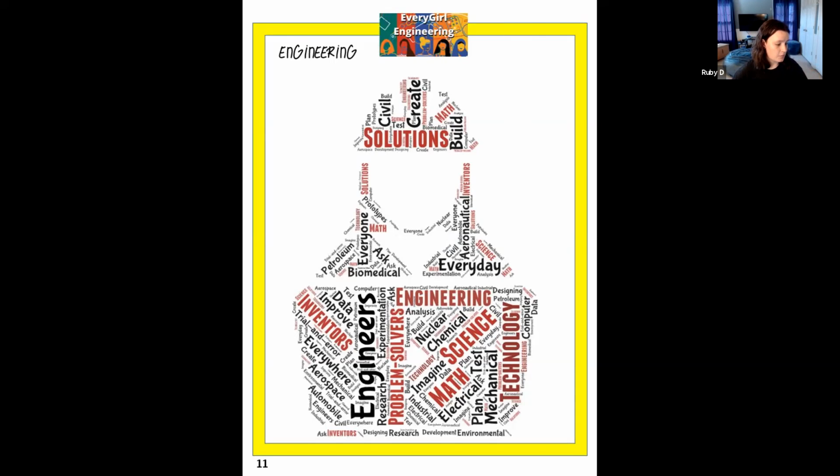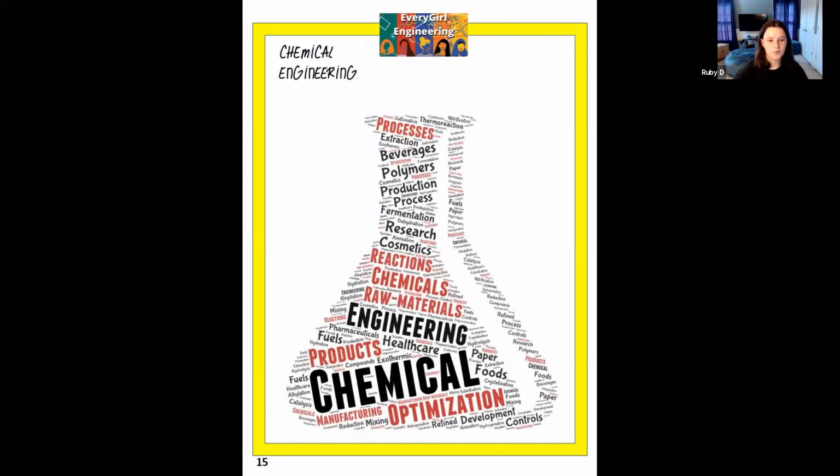We also went over the keywords for chemical engineering, which are processes, reactions, chemicals, raw materials, products, manufacturing, optimization. Optimization is where you make something work the best, be the best it can be. So they get raw materials and optimize them and make products out of the raw materials. So those are the keywords for chemical engineering.